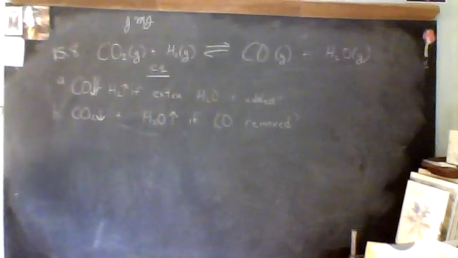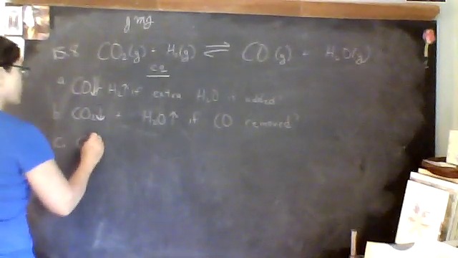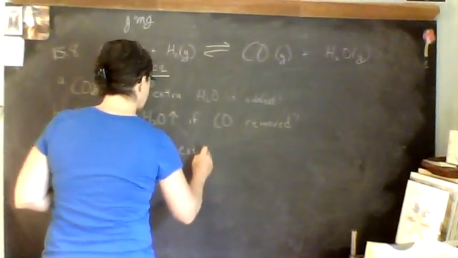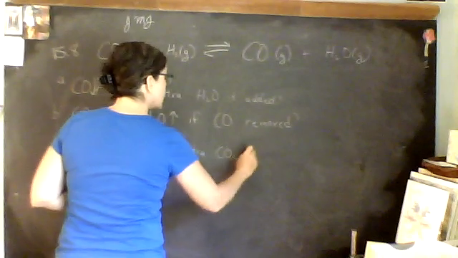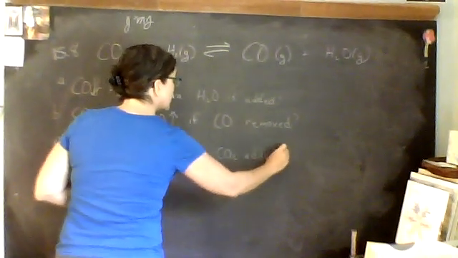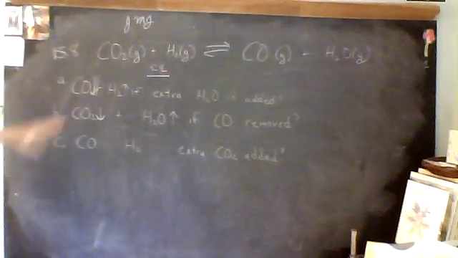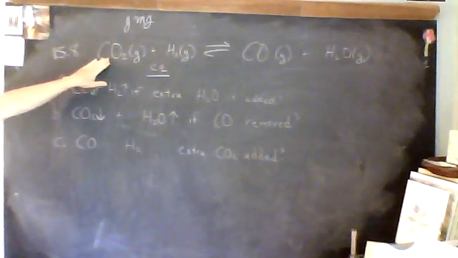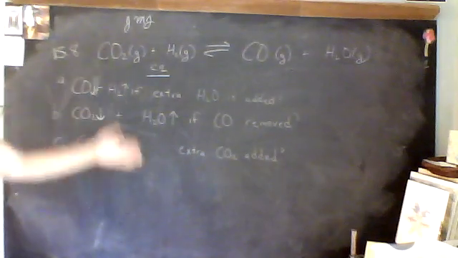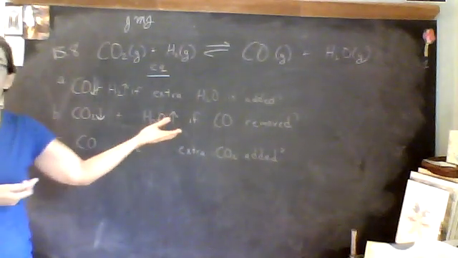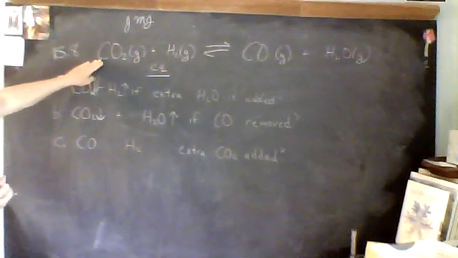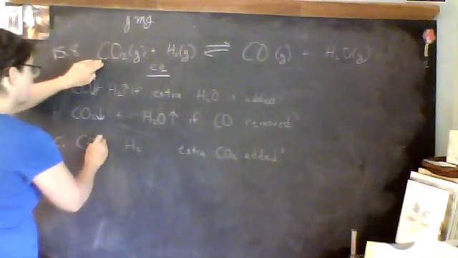Okay, what will happen to the concentration of CO and H2 if extra CO2 is added to the system? Okay, where's the CO2? Is it a product or reactant? It's a product. I mean, reactant. So if it's a reactant, we add more of it. Now, where are the reactants? They're in the denominator, so they're what we're dividing by to get the K. That will decrease the concentration of CO and increase the concentration of H2.